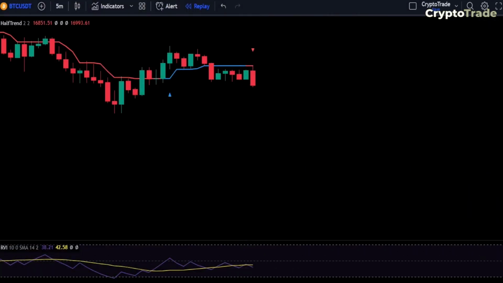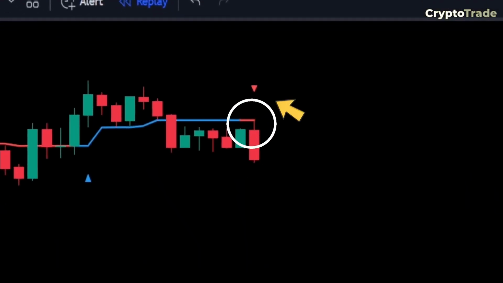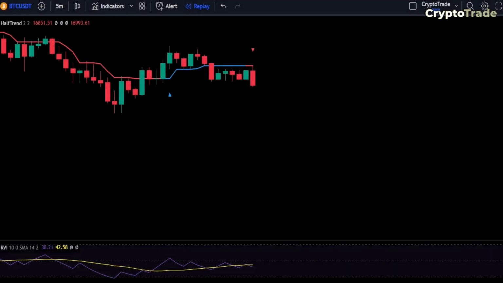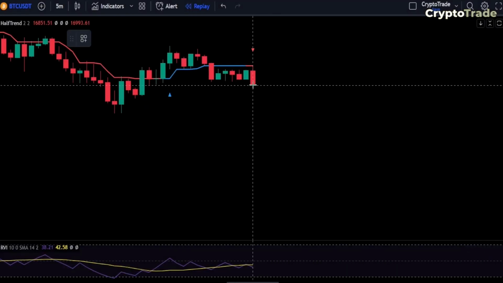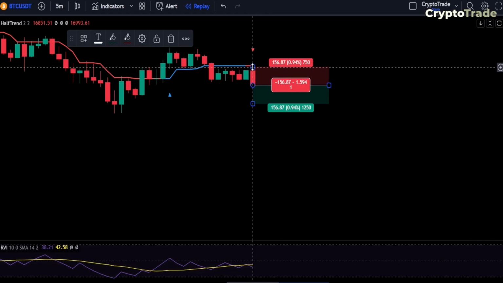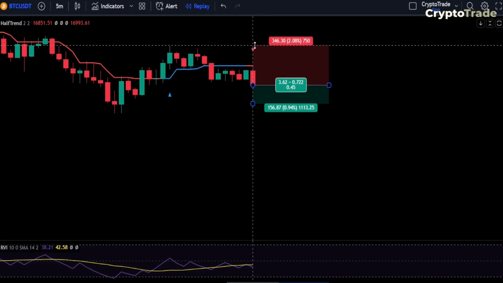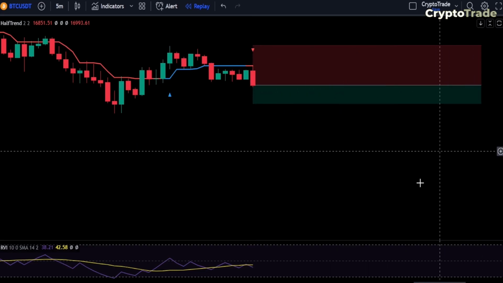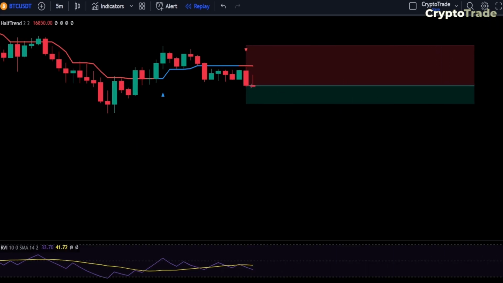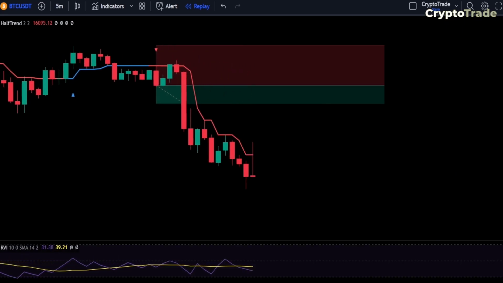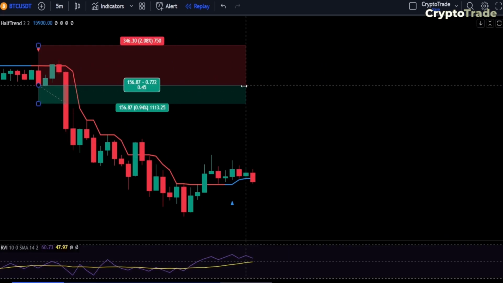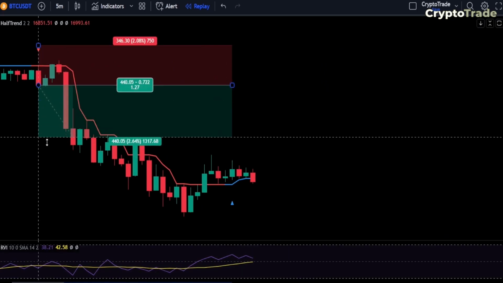For a sell order, HALFTREND indicator must turn from blue to red and a red triangle must appear. RVI purple line must be below the yellow line. If these conditions are met, place a sell order at the closing of the candle. Place the stop loss above the nearest swing high. Do not set a take profit. Wait until HALFTREND red line turns blue. Close the operation on the candle with a blue triangle. I hope you have understood the selling strategy.